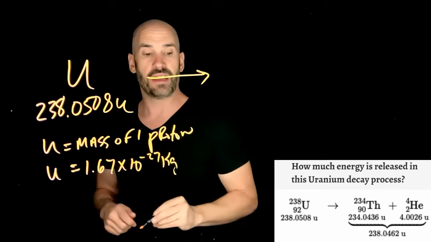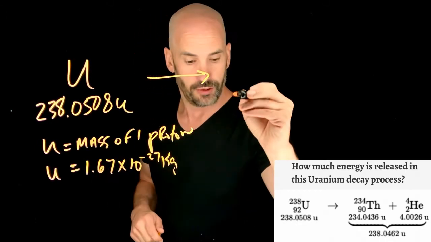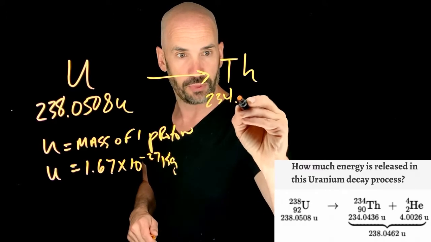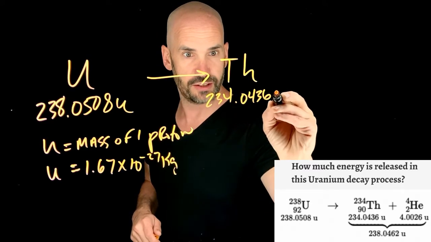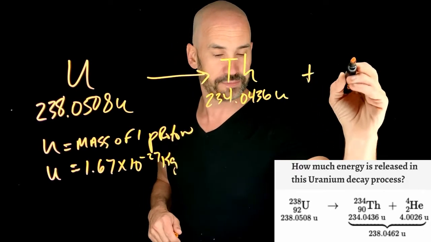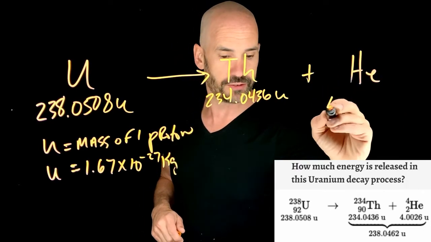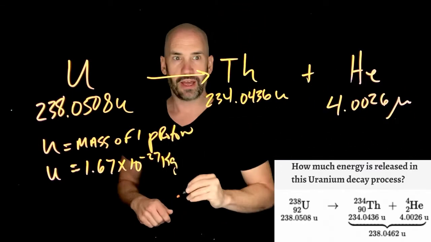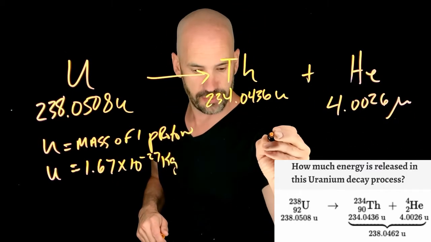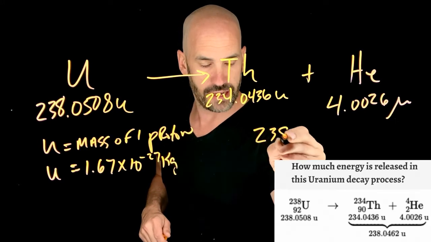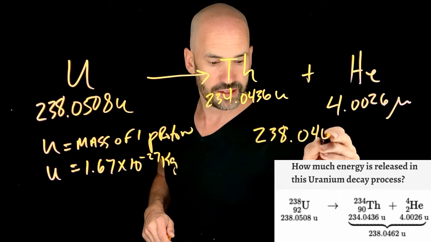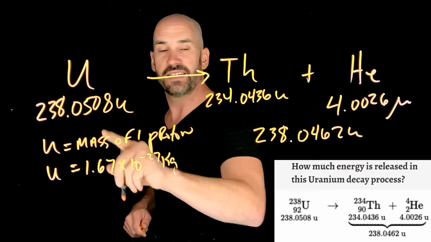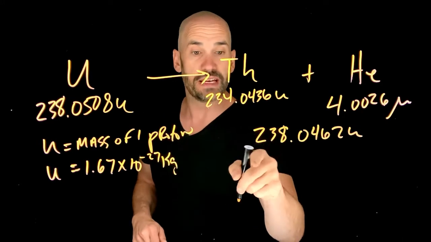And so this is going to break down into thorium, which here it says 234.0436 U, plus helium, which is 4.0026 U. Okay? And it also explains that the sum of this is 238.0462 U. All right. Notice this is a little less than this. That difference between the two is the mass defect.